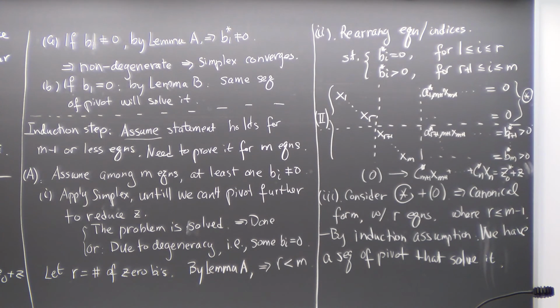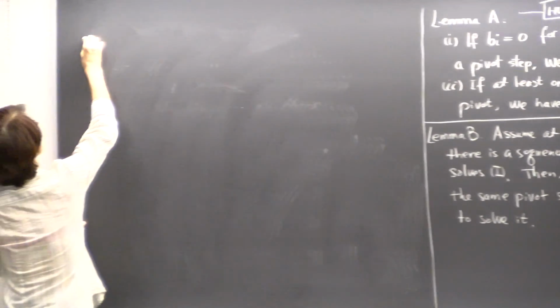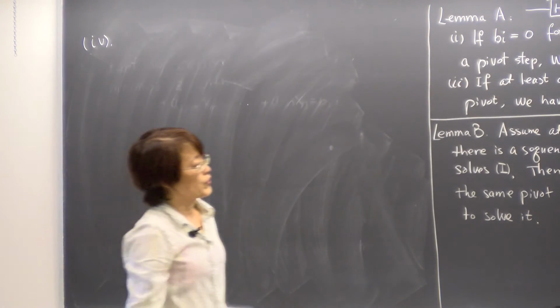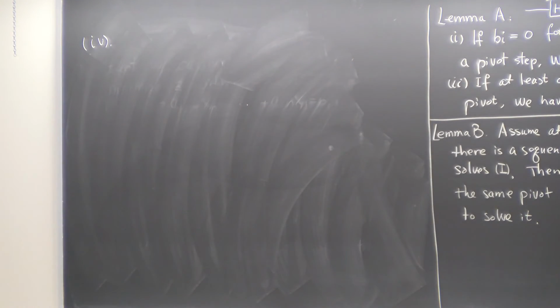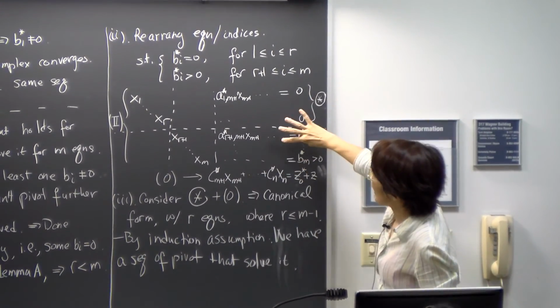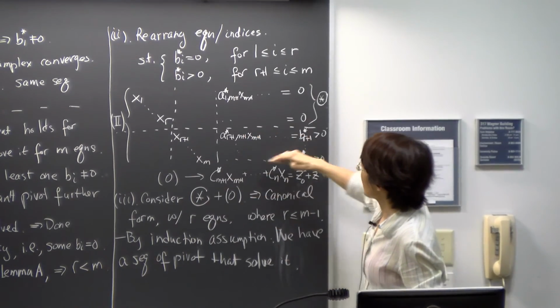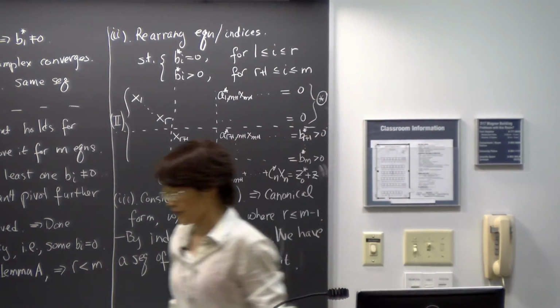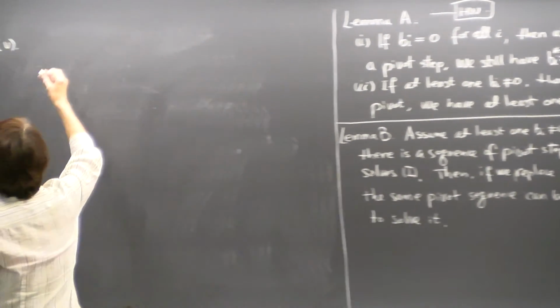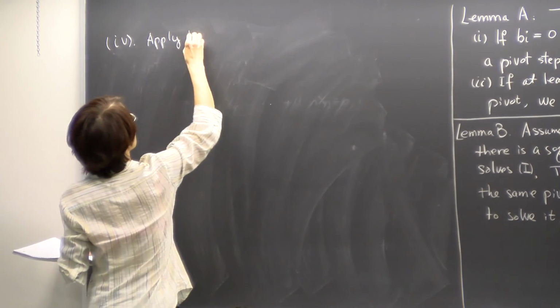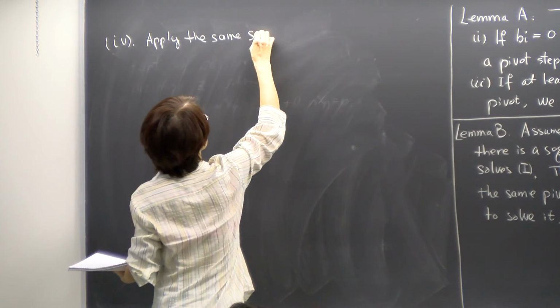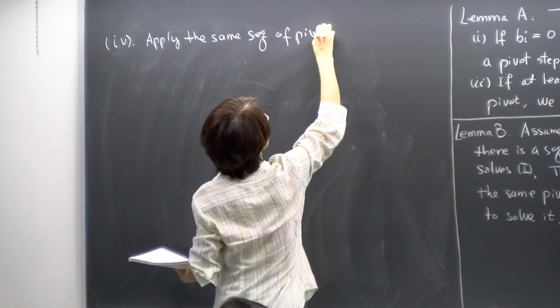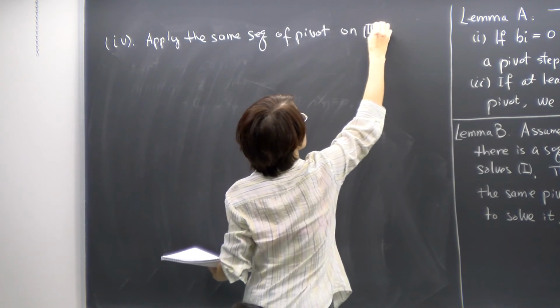OK, so the next step is the following. Now you have a sequence of pivoting. You will be pivoting only on those axes, picking those equations that solve star plus O. Now what I will do is take the same pivoting sequence and apply it on this system 2, with the rest of the equations also tagged along. Is that okay? So that's what I would do: apply the same sequence of pivots on the whole system too.